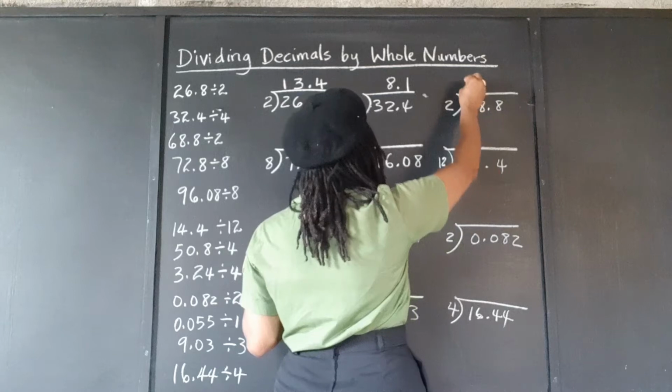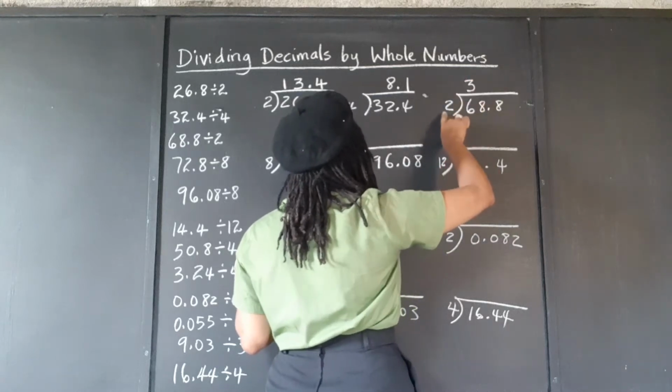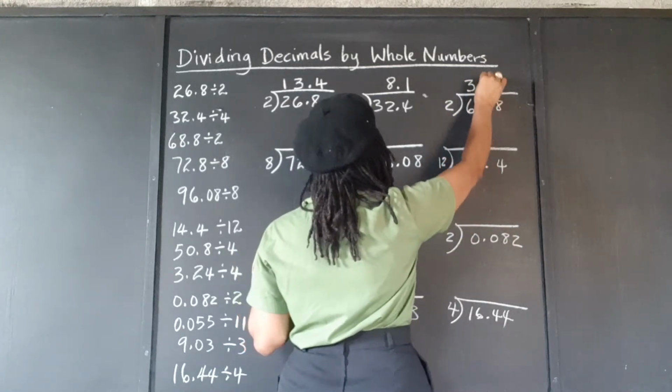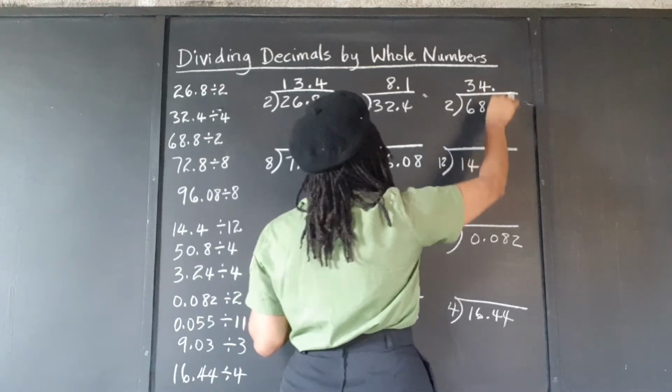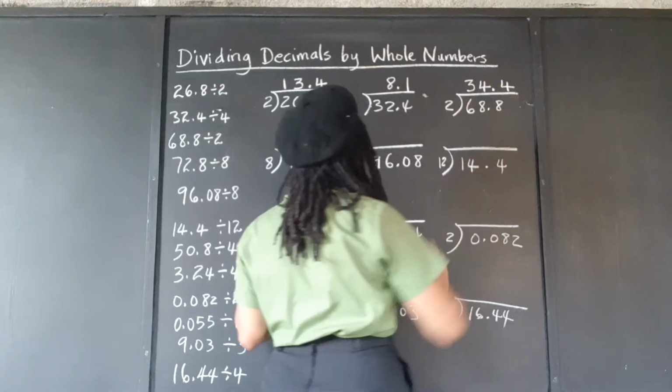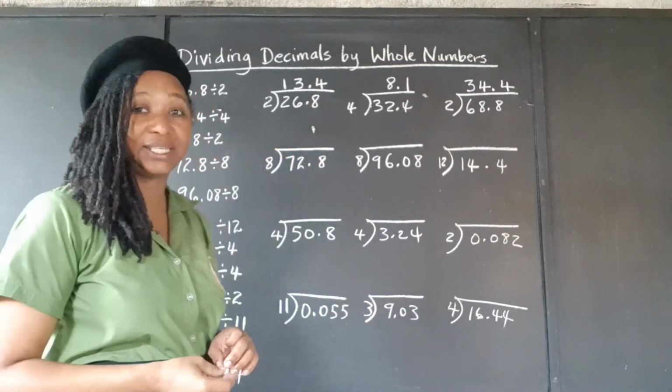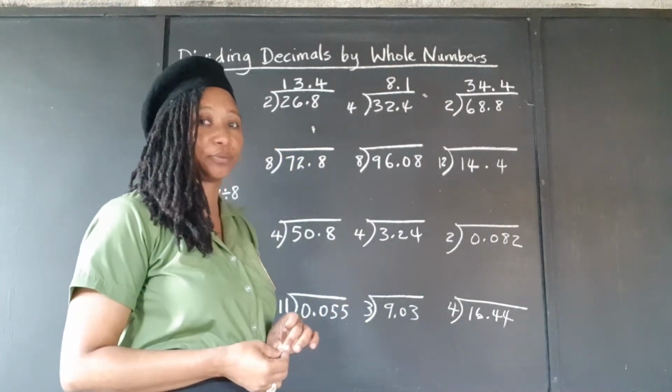2 goes into 6 3 times. 2 goes into 8 4 times. Put back your decimal point. 2 goes into 8 4 times. It's that easy, guys. It's that simple. Alright?